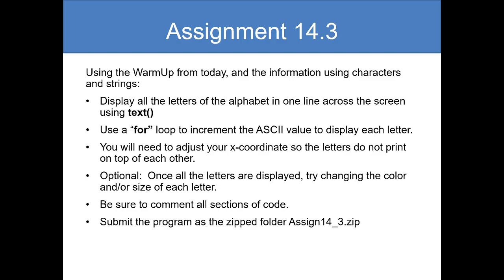Because here's your assignment. Using the warm up and other information that we did, display all letters of the alphabet in one line across the string using text. So on the actual screen, like the one that pops up when you push the little play button, make it show all letters in the alphabet. To do that, use a for loop to increment the ASCII value. You'll just need to adjust so that the letters don't print on top of each other, and that's kind of easy to do. I'd actually almost start with trying to make it so they print all in one place, and then go from there.